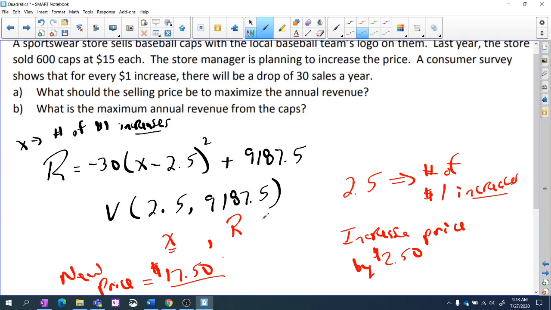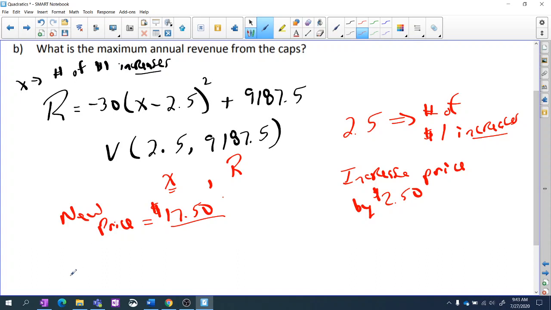What is the maximum annual revenue? That would be this number right here. So you should charge $17.50 to generate for you a max possible revenue under those conditions outlined in the question of $9,187.50.